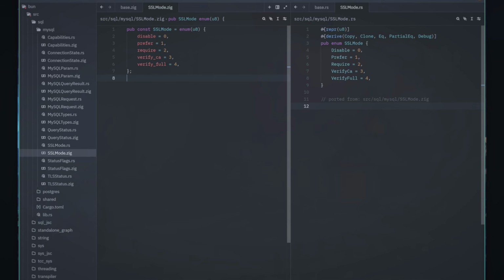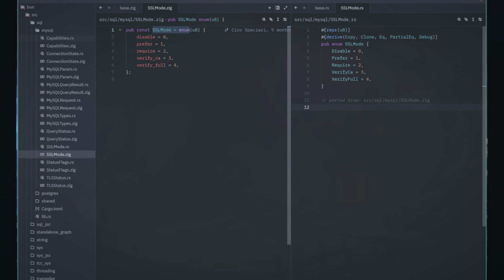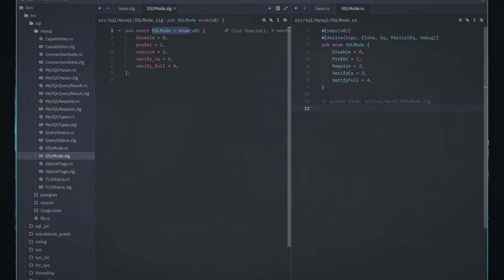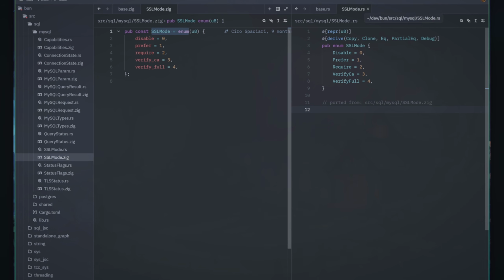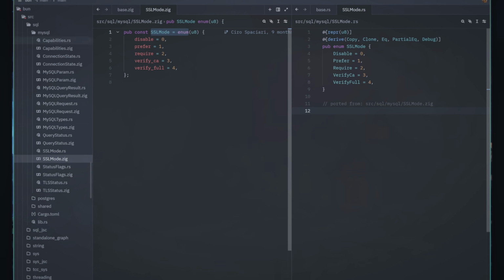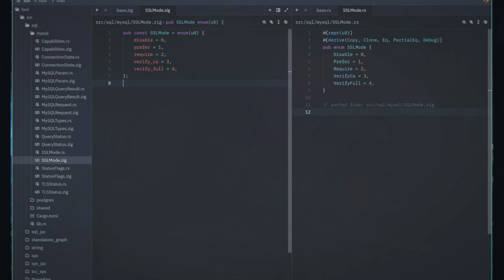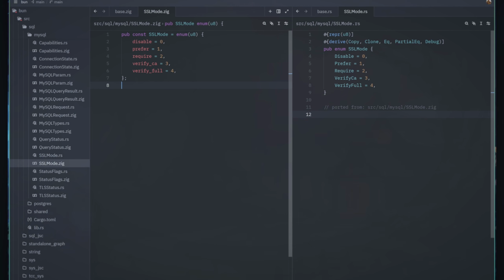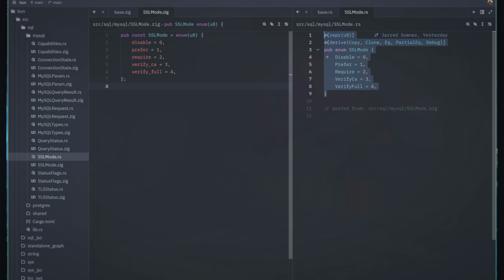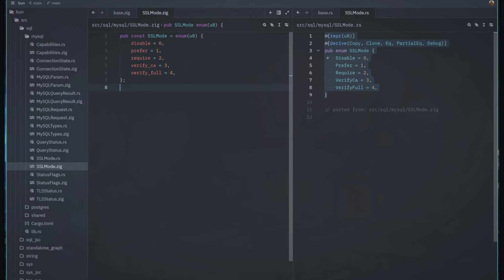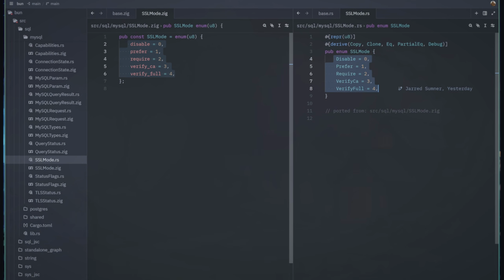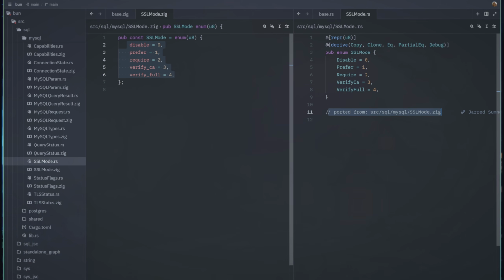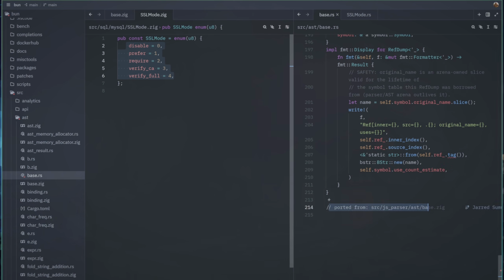Well, here's a small one. It's an SSL mode enum from the MySQL driver. Zig is on the left, Rust is on the right, literally in the same directory, by the way, and you will see that it is the same exact shape. It is nearly identical. You have Rust attribute syntax instead of Zig's enum. You have the same variants. And notice the comment at the bottom, ported from, well, that file above.